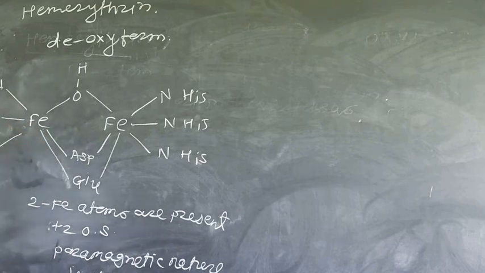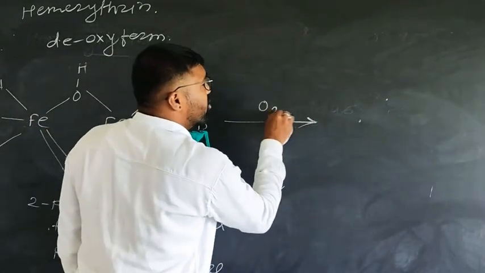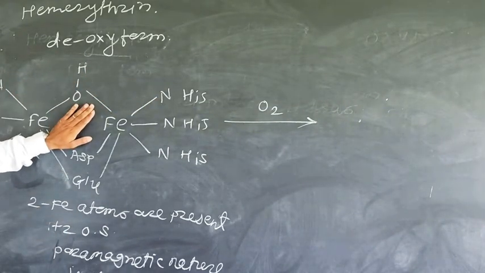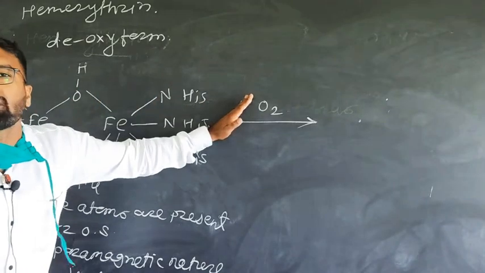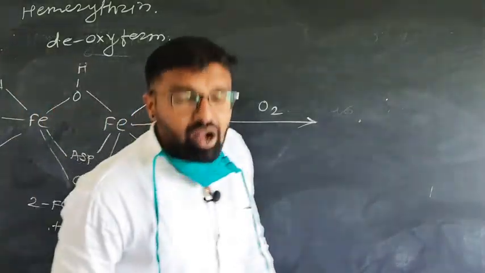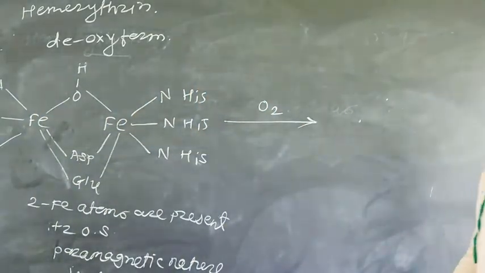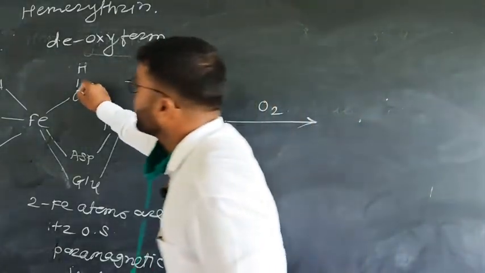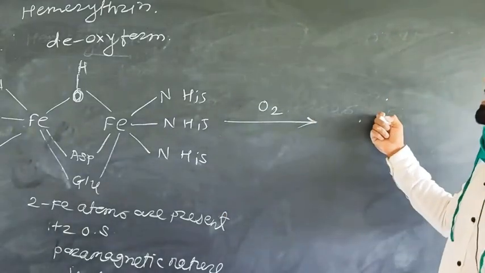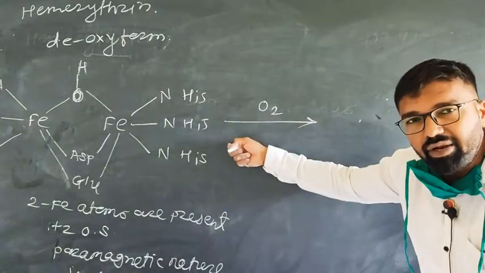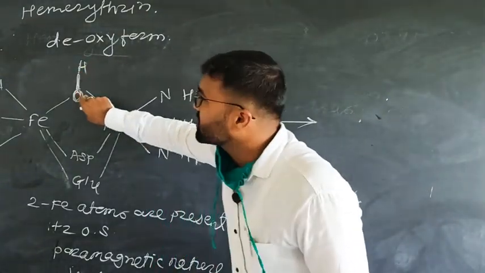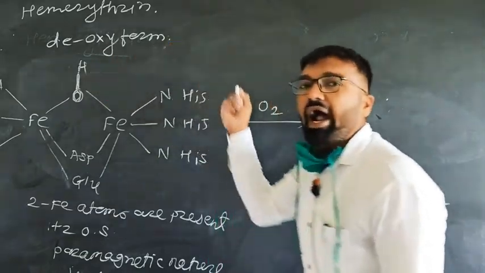When this deoxyform gains an oxygen molecule during the transportation process, the molecule is converted into an intermediate. In this intermediate some changes take place. Which changes? In the deoxyform, oxygen is attached with this hydrogen. When the intermediate is formed and the hemerythrin molecule combines with oxygen, this bond between OH, that is oxygen and hydrogen, is converted into a hydrogen bond.